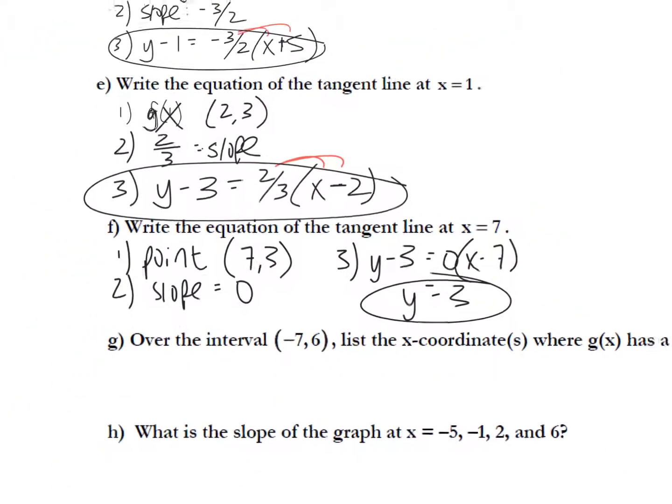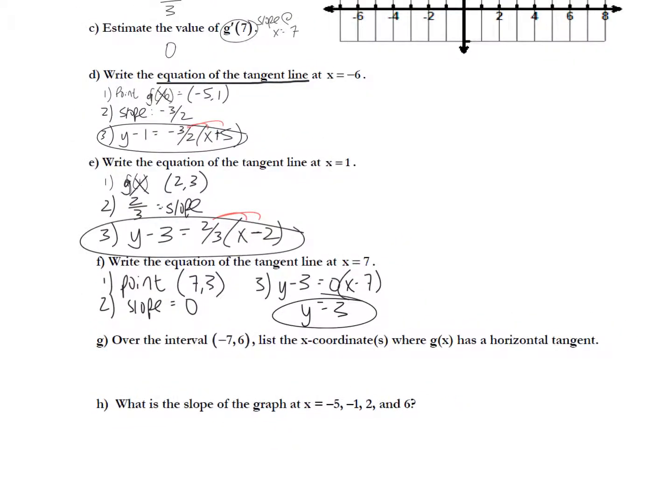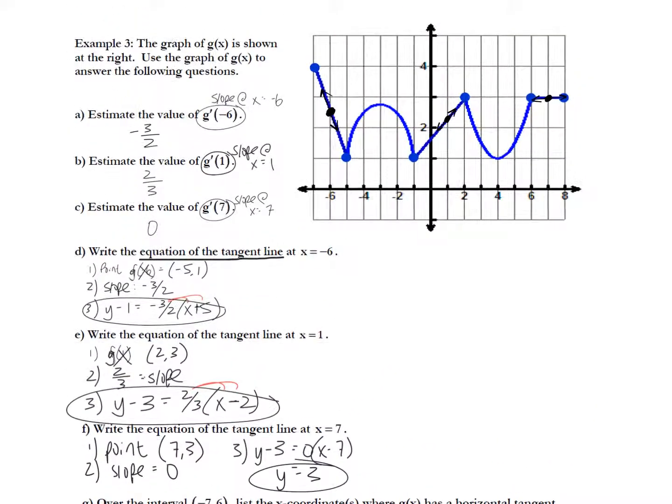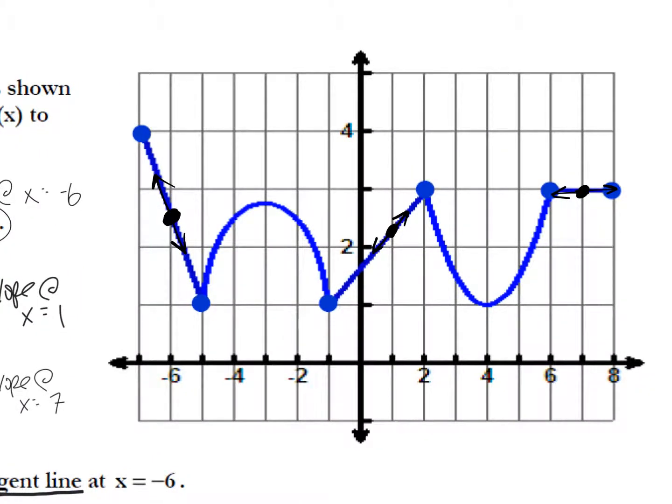Okay? Over the interval -7 to 6, so between the x values of -7 and 6, list the x coordinates where the g of x has a horizontal tangent. So what you have to think about here in terms of horizontal tangent is if this were a roller coaster and you were traveling from here up to here, at what point do you switch directions, going from down to up, or from up to down? When does it actually switch is your point.